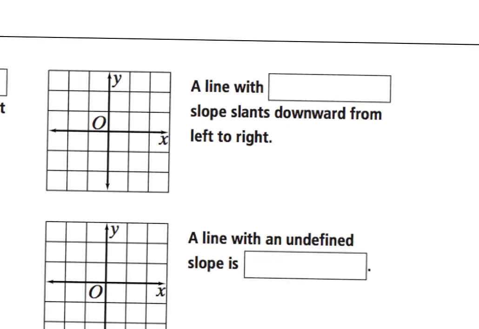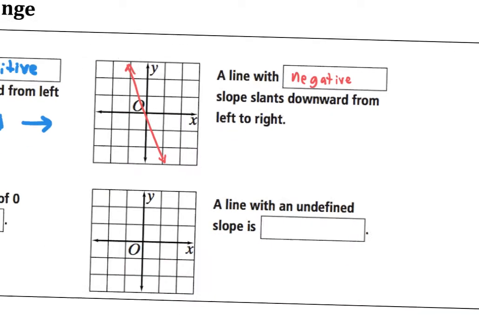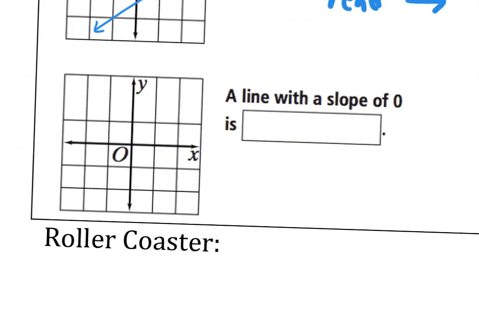All right, so what do you think here? Downward from left to right. Well, let's think. That's probably a negative slope. And that's going to look something like this, that as I read from left to right, it goes down. A line that has a slope of 0 is going to be a flat line. The slope of 0 is horizontal.